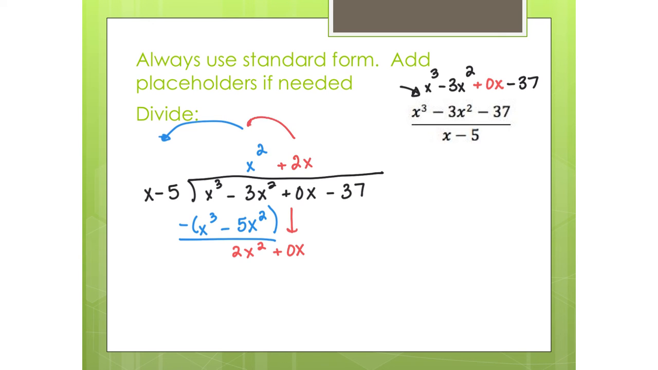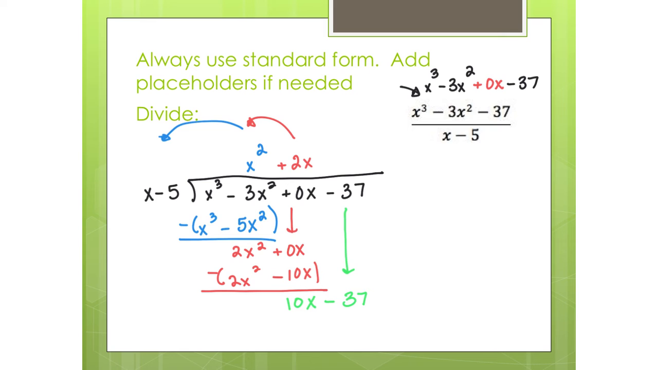Then we multiply the 2x by the divisor out front. And we subtract. Again, your first two terms are always going to cancel out. Watch your signs. This gives me positive 10x. Then I drop down the next and last term. I'm going to repeat this process one more time.